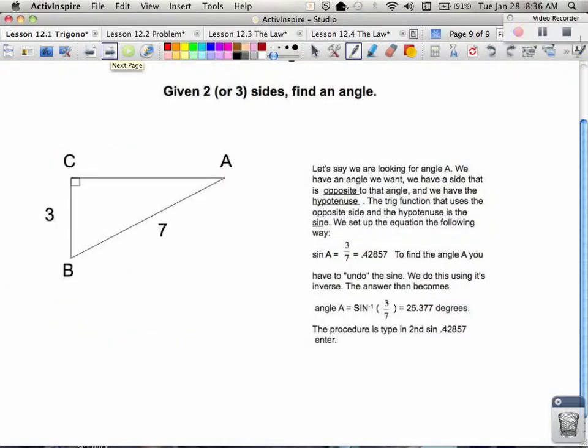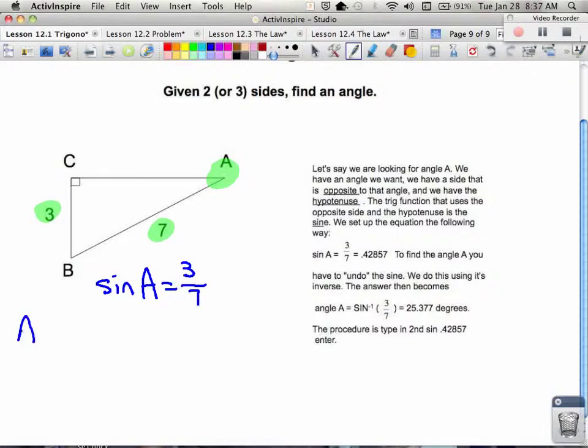So here in this last problem, this time we're looking for angle A again. Here it is. And they give me the side that's opposite to angle A, and they also give me the hypotenuse. So when I have the opposite and the hypotenuse, that means I'm talking about the trig function called sine. Or in other words, the sine of angle A is equal to the opposite over the hypotenuse.